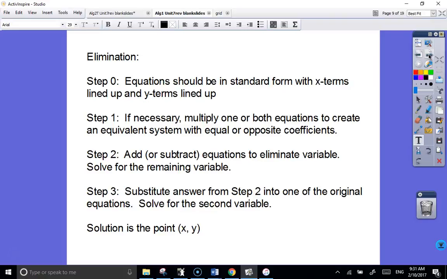It wouldn't matter. When we multiply one or both of the equations, right, and then we rewrite the system, what do you call that? It's an equivalent system. Why is it called equivalent? Because the lines are still in the same place, the solution is still in the same place. It doesn't change any of that by multiplying both sides by the same thing.